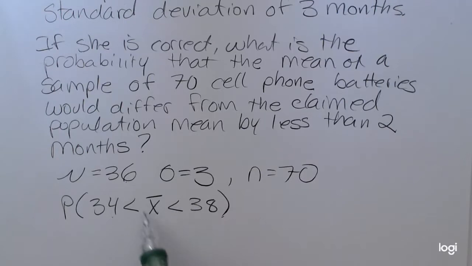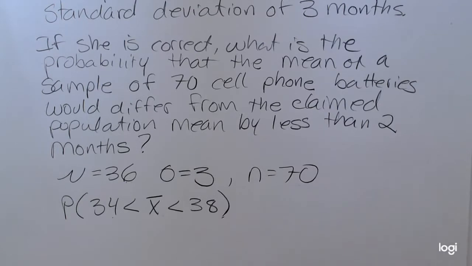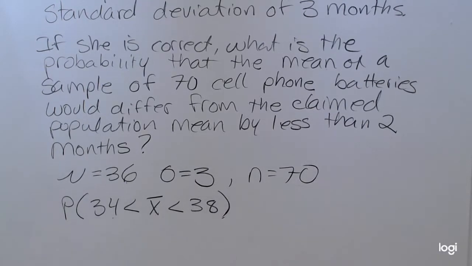Now, this is a probability corresponding to a sample mean, so I need to use the Central Limit Theorem. The Central Limit Theorem kicks in for any distribution if the sample size is at least 30. So we have that condition met. We need the mean and the standard deviation for the distribution of the sample means under the Central Limit Theorem.